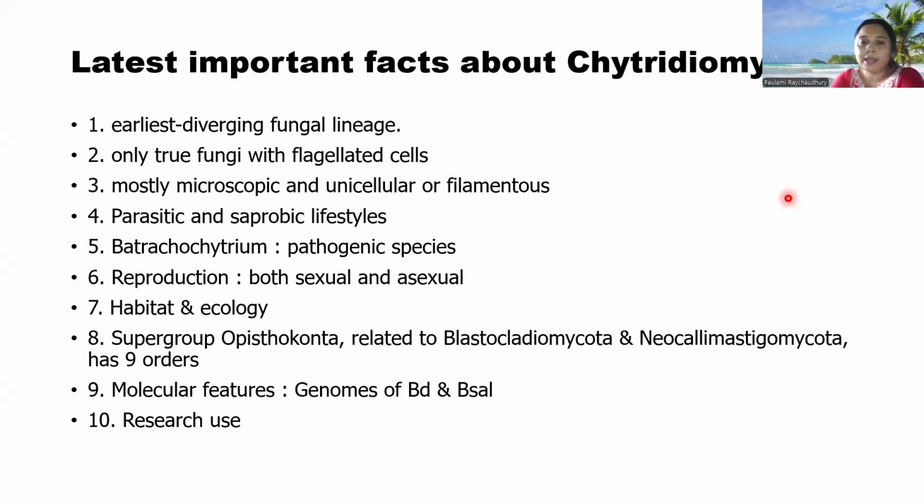Research: used as model organisms for evolutionary biology, cell motility, and fungal flagella research, and studied for bioremediation, biocontrol, and host-pathogen interactions. Example, Allomyces is the model organism for alternation of generations. Batrachochytrium dendrobatidis is a pathogen of amphibians. Rhizophidium is an algal parasite, and Chytridium species are saprobes or parasites.